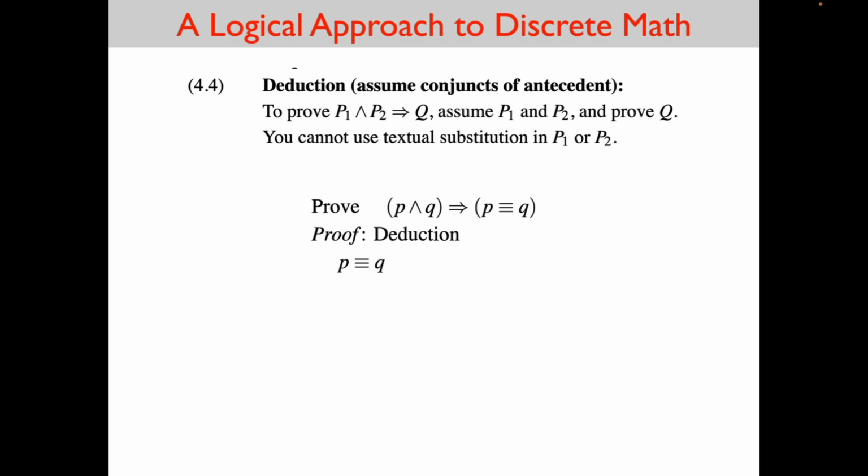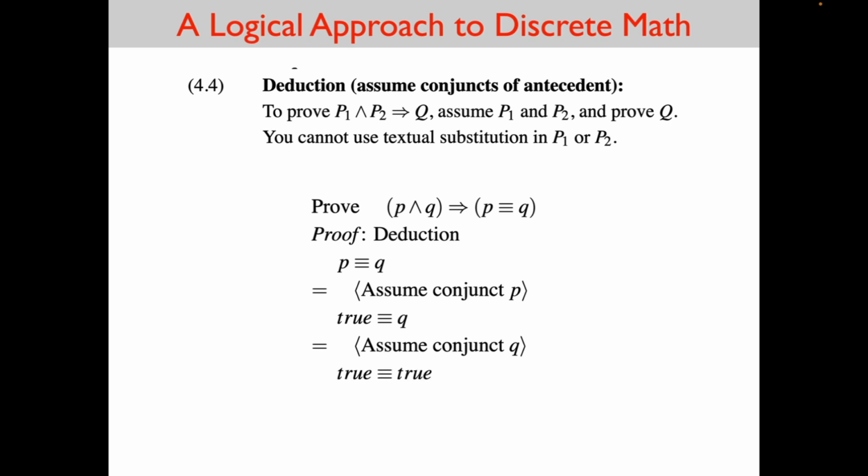Okay, so now here's what we do. Now this seems kind of strange, but here's how we're going to do it. Because we're using deduction, we're going to say equals. And now, what are the two conjuncts? The two conjuncts are little p and little q. And so here's how we write the hint. Assume conjunct p. Well, if we assume conjunct p, that means in place of p, we can make that true. So we say true equivales q. Okay, now, what about q? We can assume conjunct q as well, can we not? So we say equals, assume conjunct q, and what that does is that makes q true.